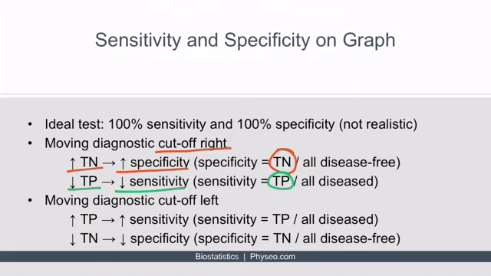Now, if the cutoff value is moved to the left, we would actually increase our number of true positives. And if you increase the number of true positives, you increase sensitivity. And moving left, you're actually decreasing the number of true negatives. And if you're decreasing the number of true negatives, you decrease specificity.